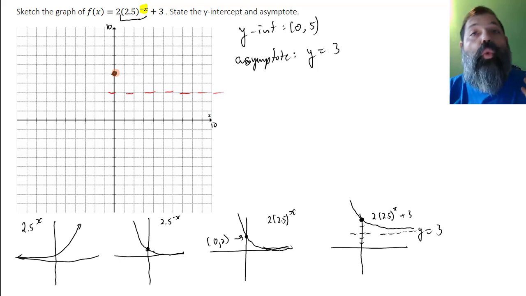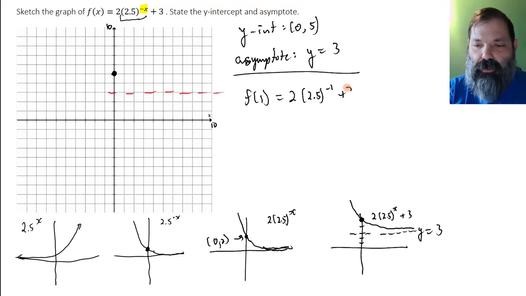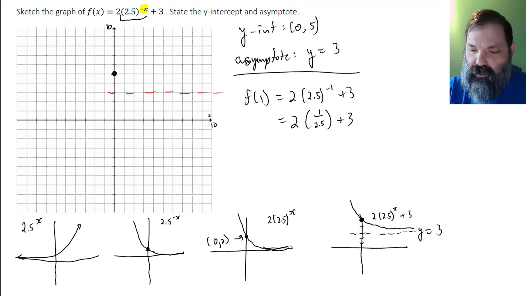And now let's find one more point on the curve. How about we let x equal 1? So let's evaluate f of 1. So that would be 2 times 2.5 to the negative first plus 3. 2.5 to the negative first, that's 1 over 2.5, plus 3. So I'll use a calculator here.